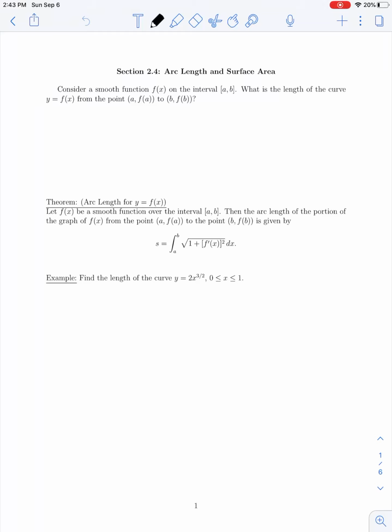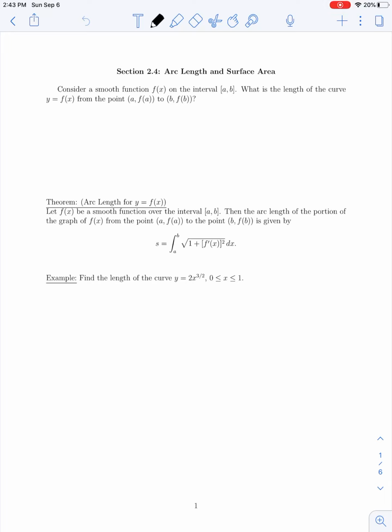Okay, in this lecture we're going to cover the first part of our section 2.4 material on arc length and surface area. So in this first part of the section, we'll talk about how to determine the arc length of a function between 2 points.